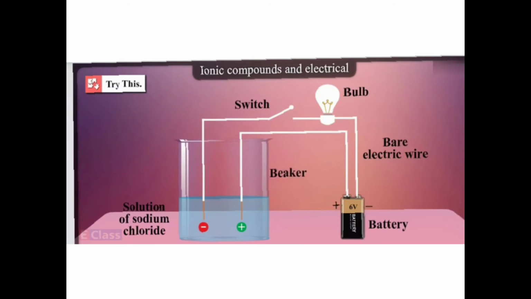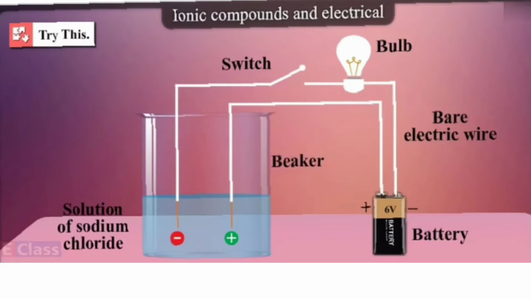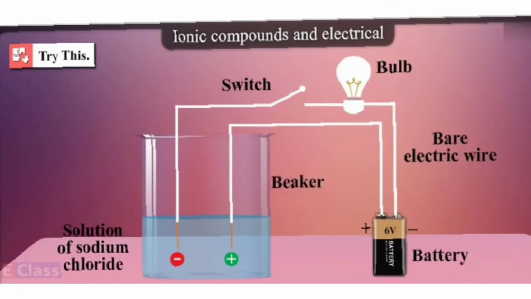Now let us do one activity, children. Here you can see the arrangement. We have taken one beaker which has a capacity of around 100 ml, and in that you have just taken 50 ml of water. So half of the capacity, the full beaker is 100 and you have taken half of it. So 50 ml of water, and in that you have just added 1 gram of sodium chloride into it. Now you have introduced two electrodes.